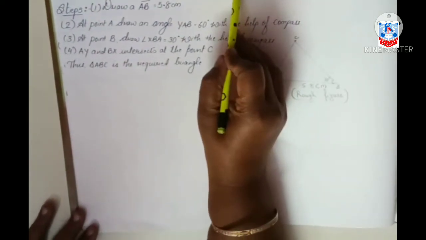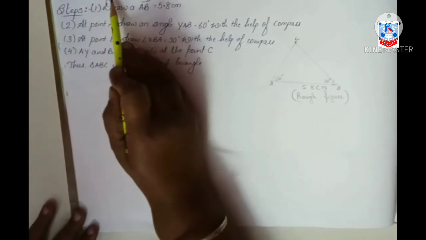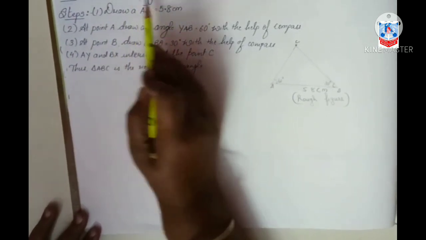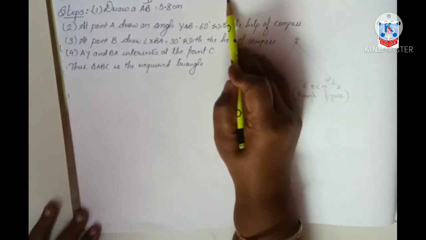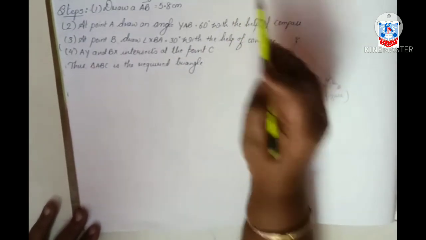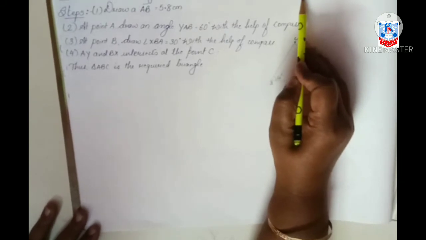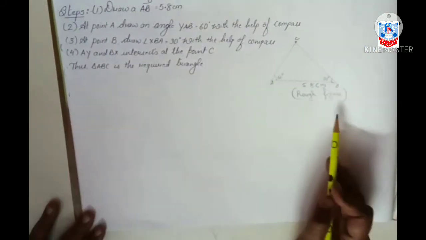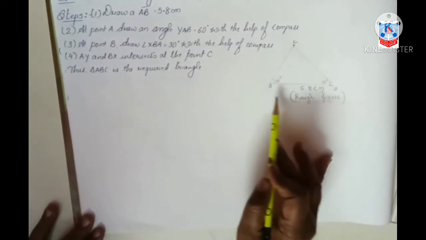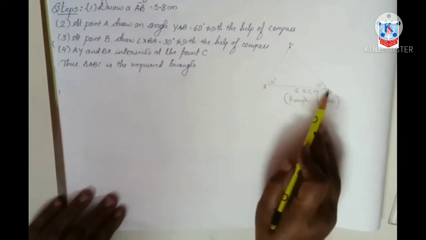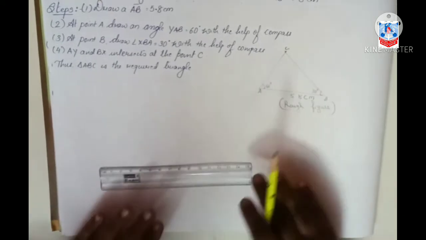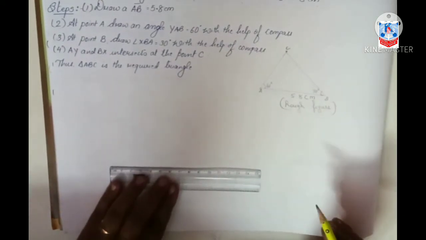Exercise 10.4, question number 1. Construct triangle ABC. Given measure angle A is equal to 60 degree, measure angle B is equal to 30 degree and AB is equal to 5.8 centimeter. Now see, rough figure I have drawn here. Now first what you will do? You will draw the base AB of 5.8 centimeter.